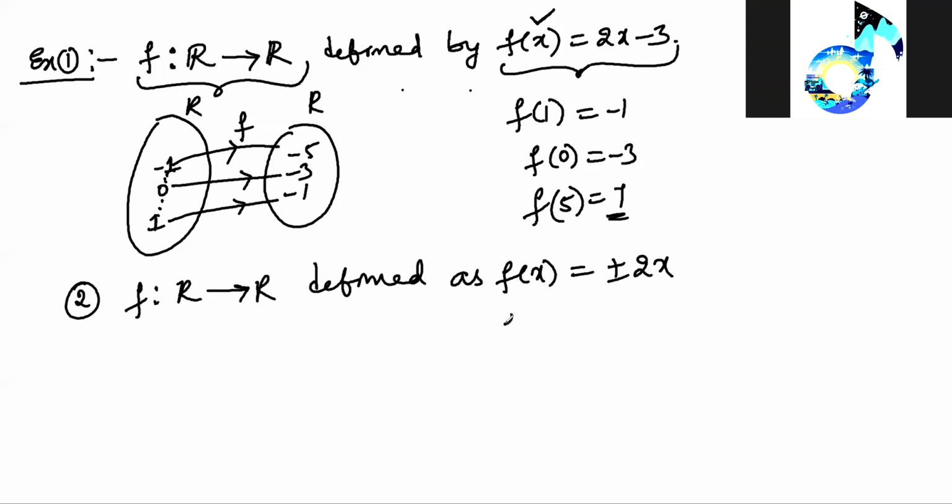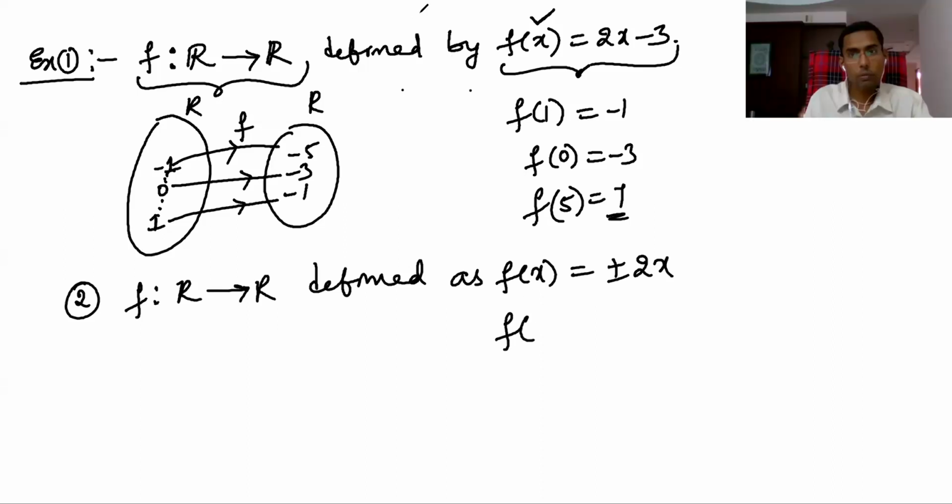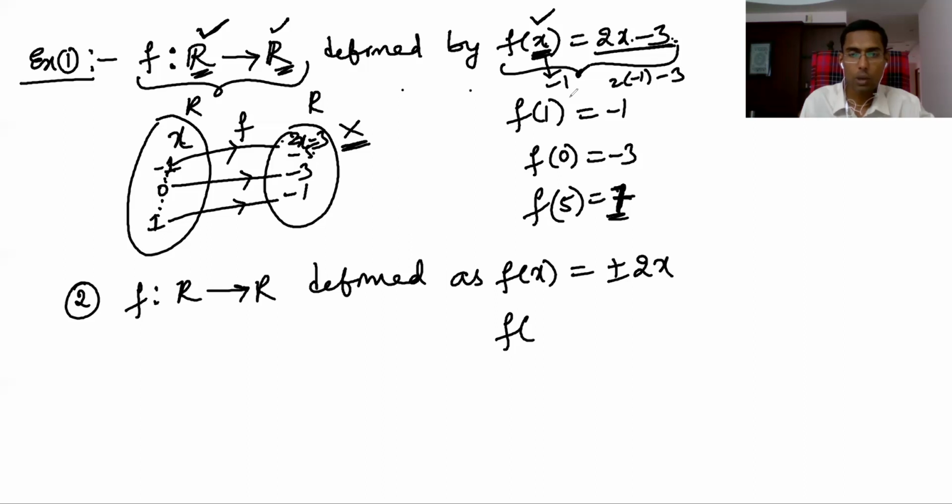Why? Whenever you say function, first you should say from where to where, real numbers to real numbers, and how it is defined. That means the image of each element x is 2x minus 3. That means whatever real number you take from the real numbers and put here, you will get your image. For -1, what is the image? The image of -1 is -5: 2 into -1 is -2, minus 3, so -5 you got. You will get all images. For every element, only one image you get.